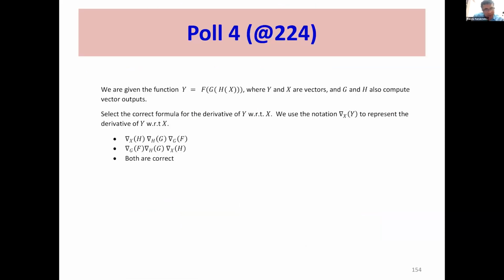And so there's a poll. I'm not actually going to ask you. Can you just take a look and answer me? If I'm given y equals f of g of h of x, where y and x are vectors and g and h also compute vector outputs, then what is the correct formula for the derivative of y with respect to x?